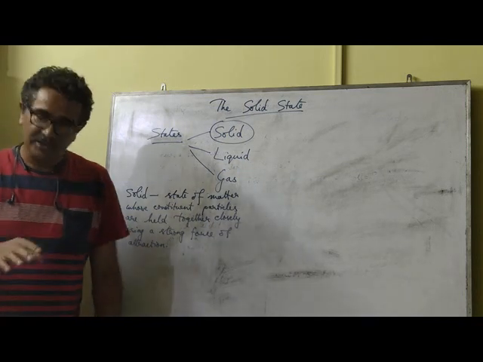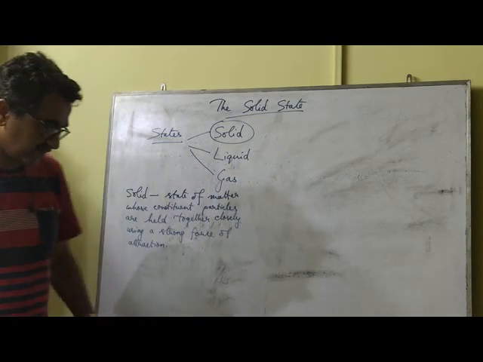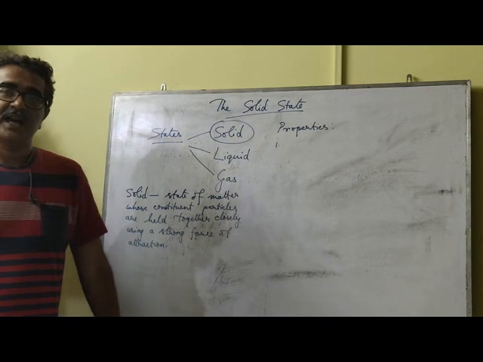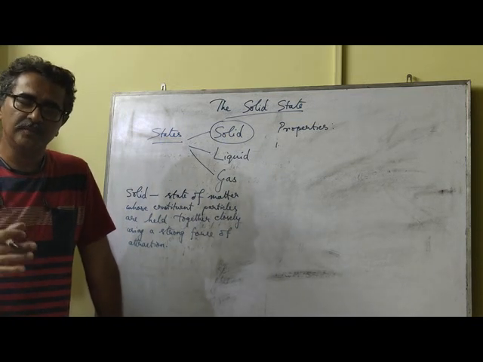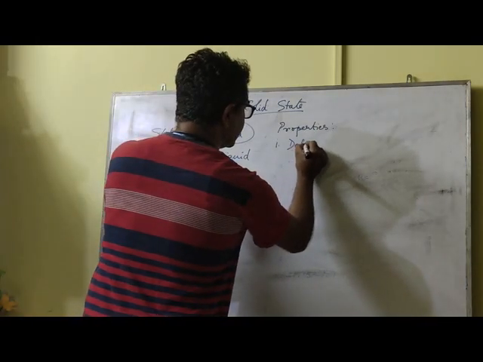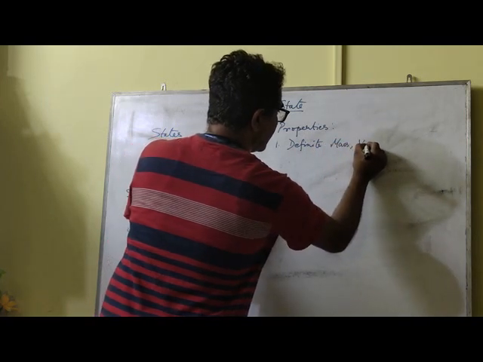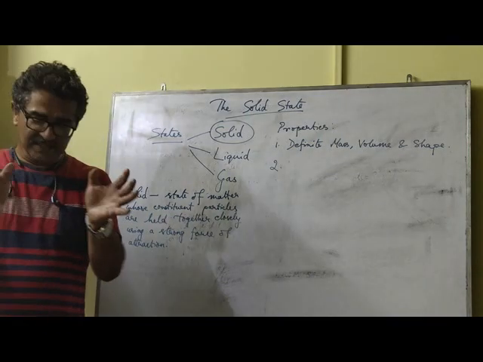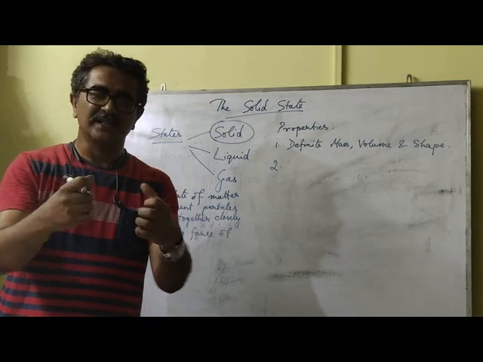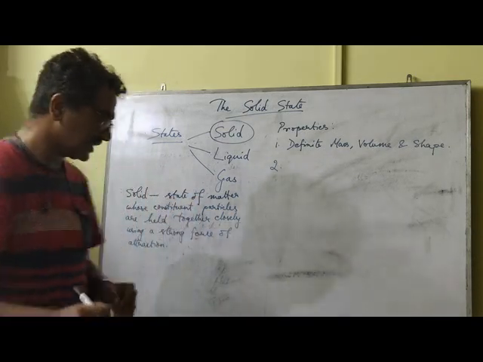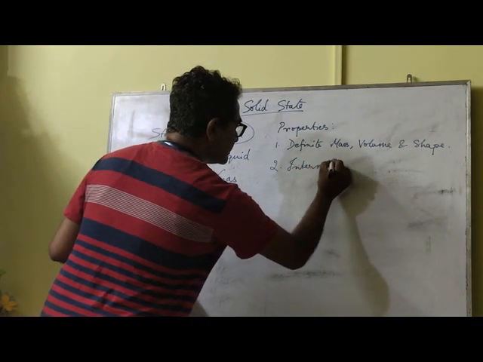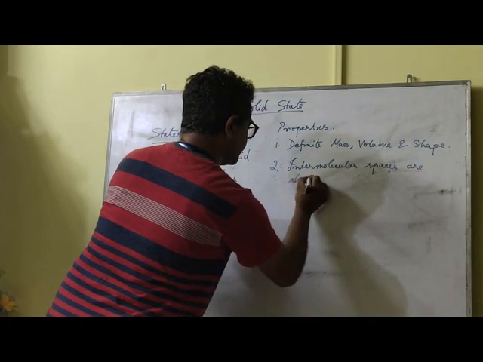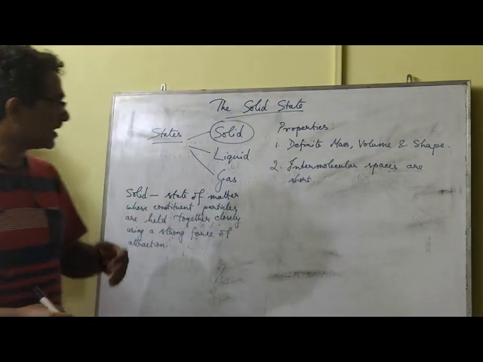Before getting into the details, let's understand the different properties which we have already studied in our lower classes. Properties of solid. Now the first one. We know that a solid has a definite mass, volume and shape. So that's the first property: definite mass, volume and shape. Now what is the second property? The particles are closely knit together in such a way that the intermolecular spaces are very less in solids. So we can say that intermolecular spaces are short. The spaces are very less in solid compared to the other states of matter.